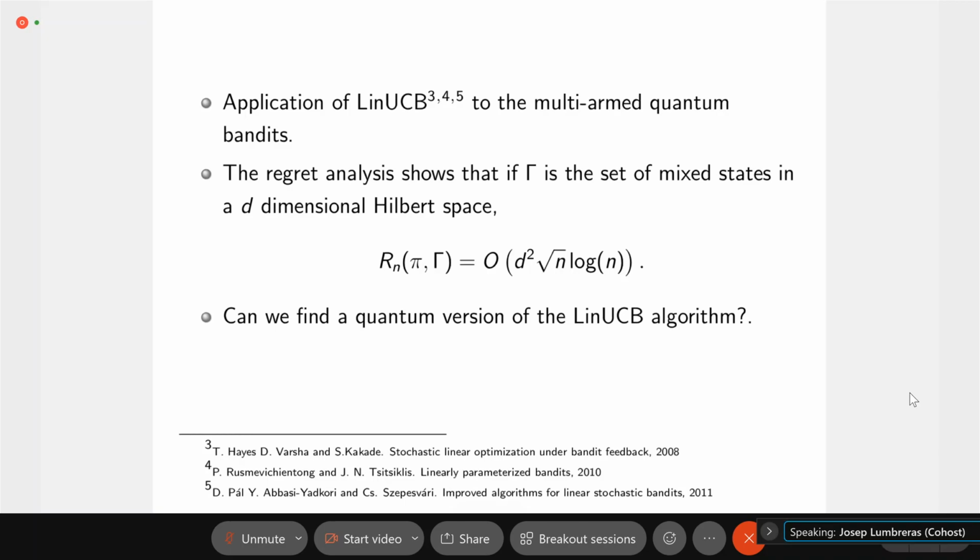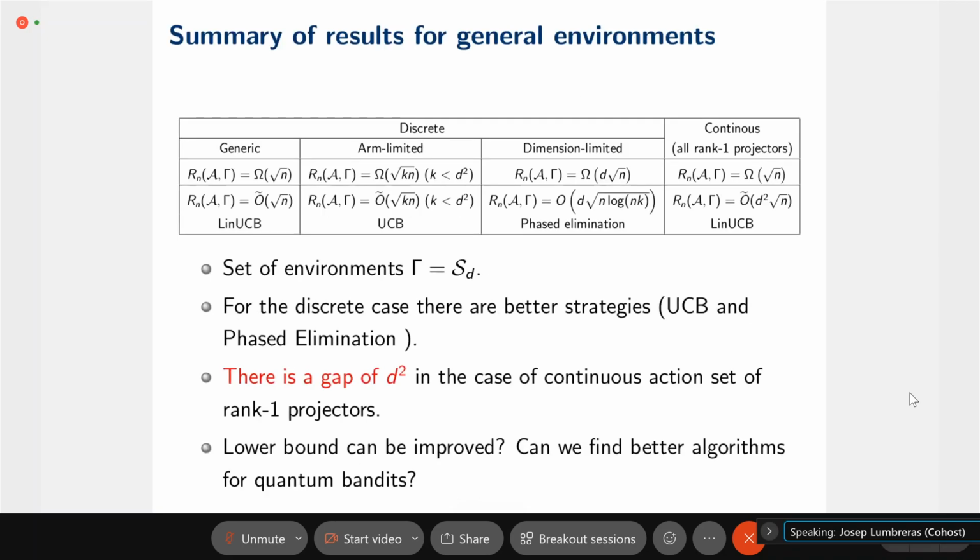Because this is just an adaptation of the classical problem. So actually, this is a table of our lower and upper bounds. For a discrete case, we can match lower and upper bounds. They scale always as square root of n, and we differentiate between arm limited and dimension limited. Arm limited means that the number of observables is less than the dimension squared, and dimension limited means that we allow an arbitrary number of observables. So the scaling goes, for example, for arm limited as square root of kn, and for dimension limited as d square root of n. So in this case, we can match lower and upper bounds almost optimally.